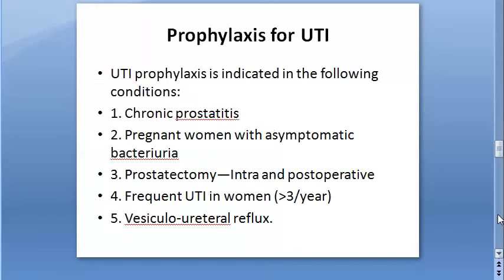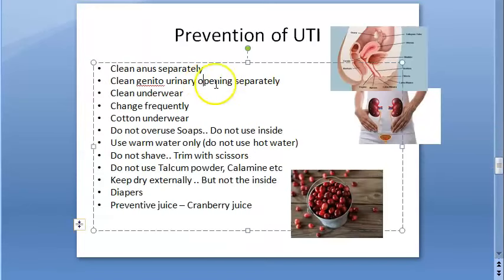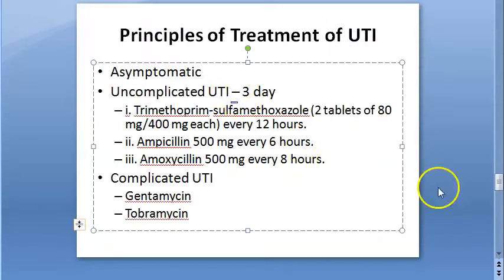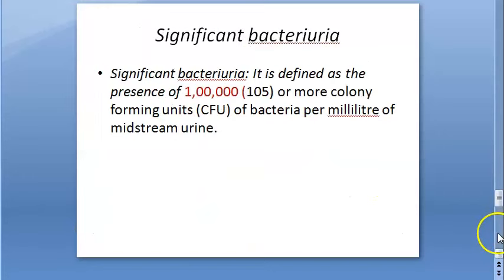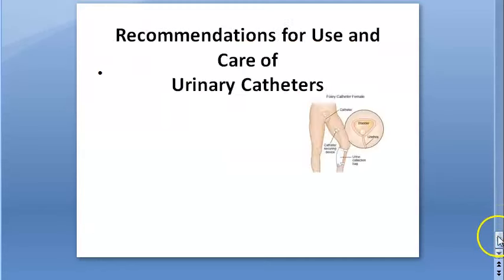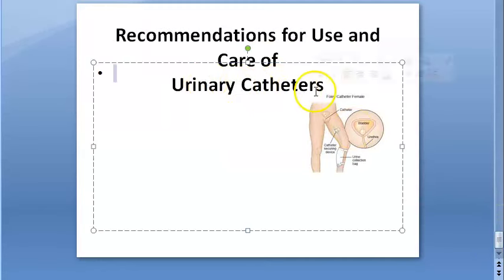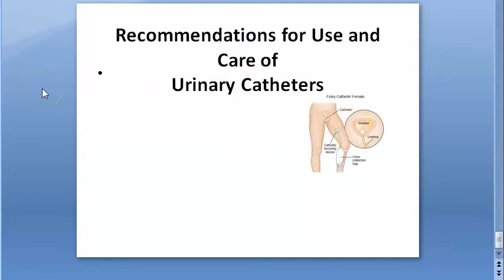Then we looked at the prevention of UTI, mainly this was the concern of this video, prevention. Then we looked at the treatment, some definitions we saw, asymptomatic, uncomplicated, complicated and what the main treatments are. Then we saw some terminologies like significant bacteriuria. And then we saw how urinary catheters are used and cared for.